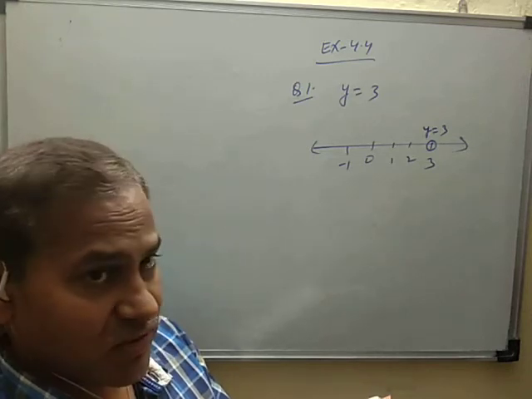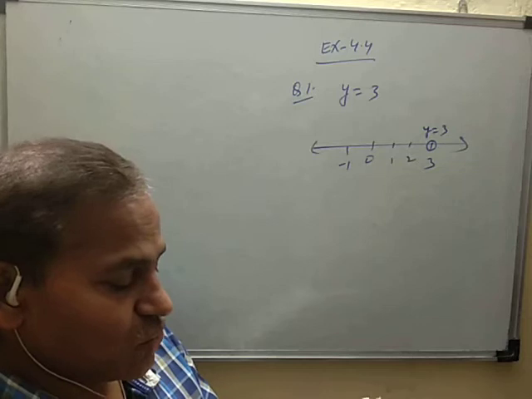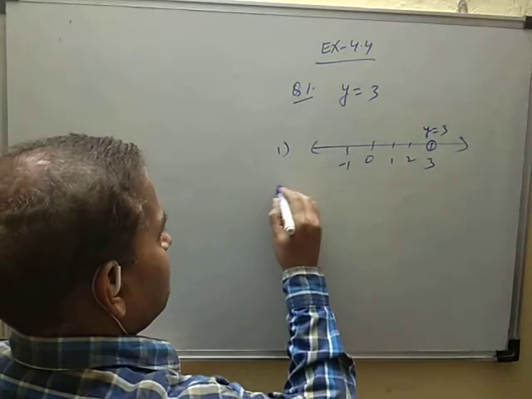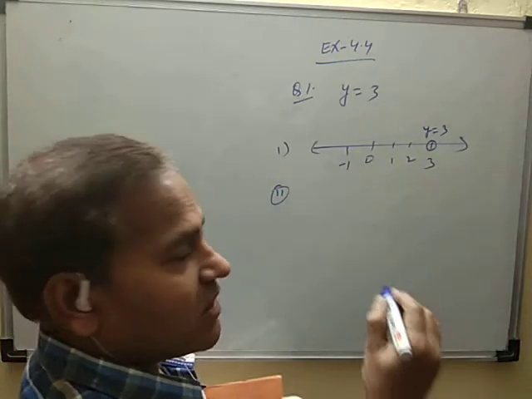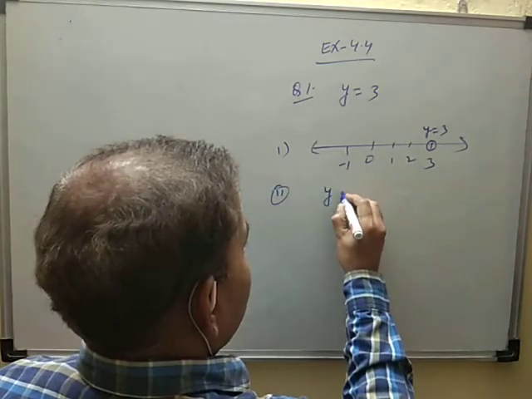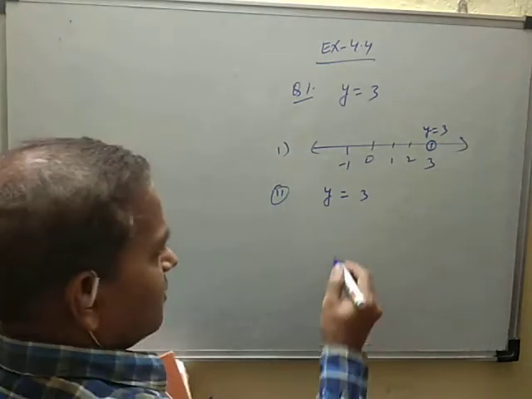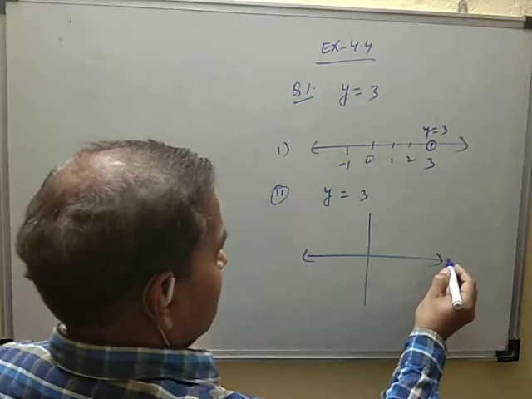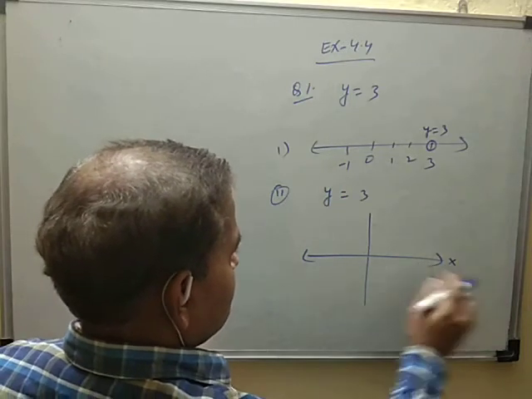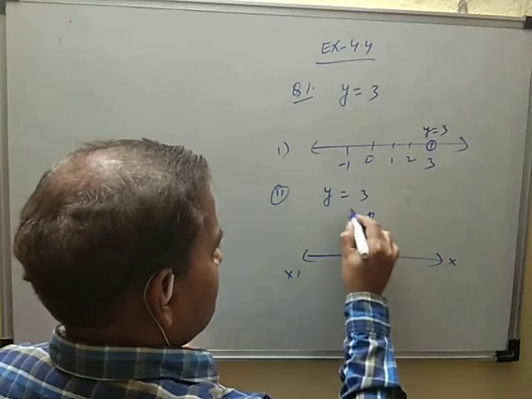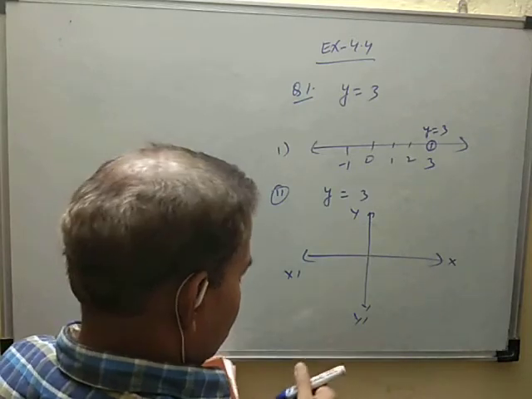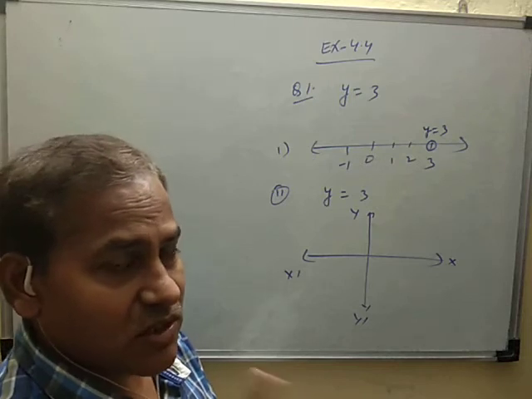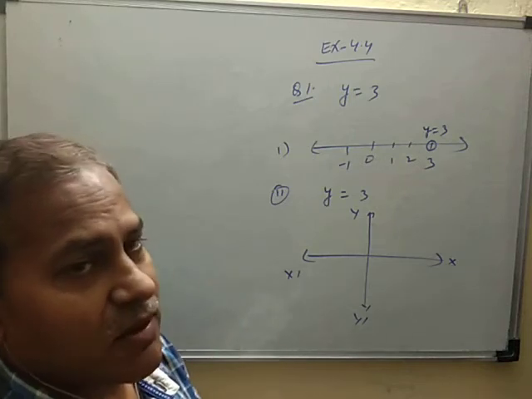Second, this is one variable. Second, in two variable. This one is first part. Second part in two variable. So 2 variable y is equal to 3. For 2 variable, draw both axis, x axis and y axis. This x, x dash, y and y dash. So draw the graph of y is equal to 3 in 2 variable.